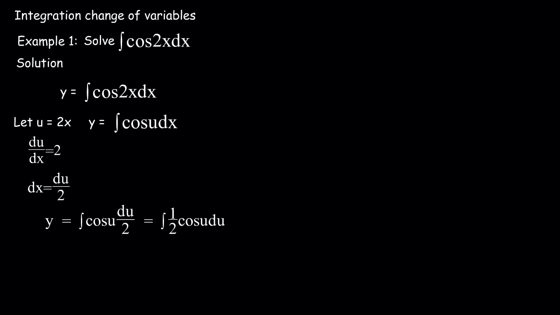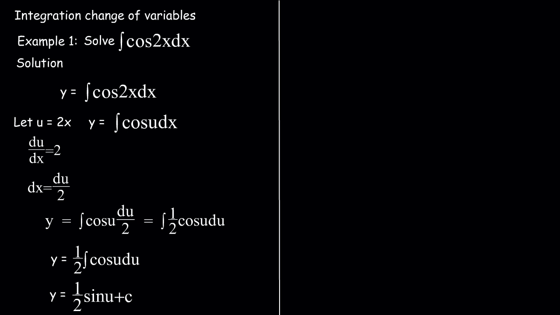Now we can bring our 1 over 2 constant out because we are not going to be integrating it. It becomes y is equal to 1 over 2 times the integral of cos u du. At this point, we can easily integrate cos u because we know that the integral of cos u is sin u, and doing so, y will be equal to 1 over 2 sin u plus c. But recall that u is equal to 2s, and substituting u for 2s, our final answer y will be equal to 1 over 2 sin 2s plus c.